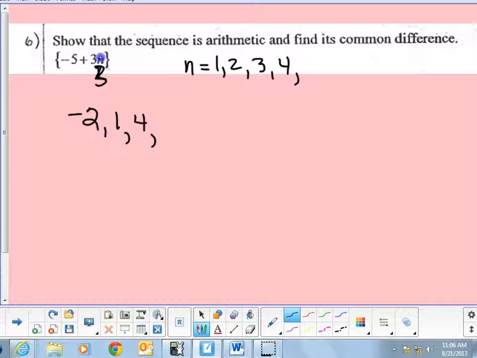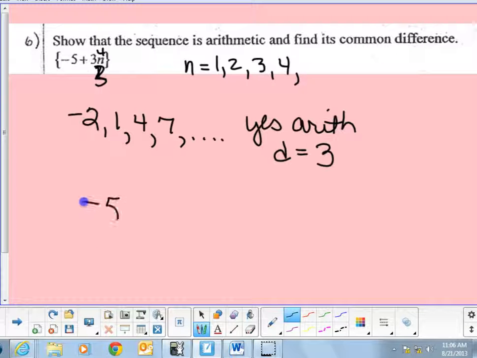4, one more time, if I put in a 4, I get 12 plus negative 5, which is? Okay. Is it arithmetic? Yes, it's arithmetic. We showed it by coming up with some terms where the common difference is always going up by 3. Okay.